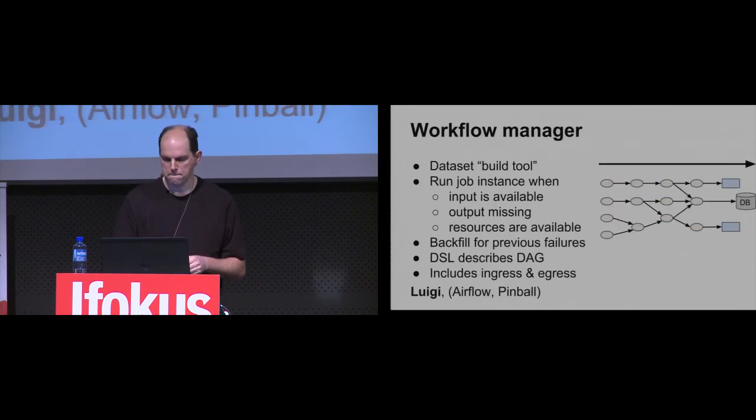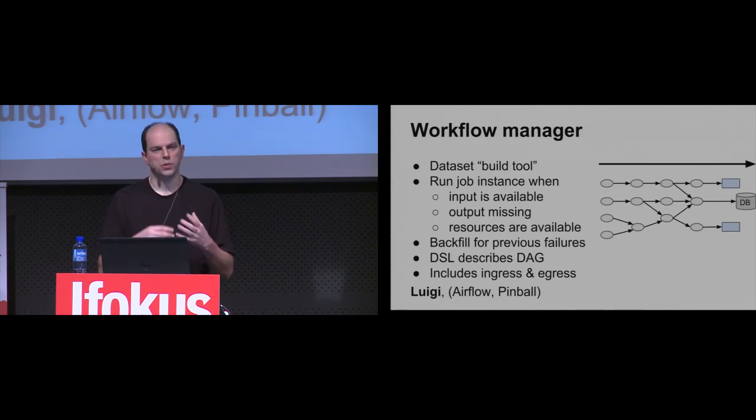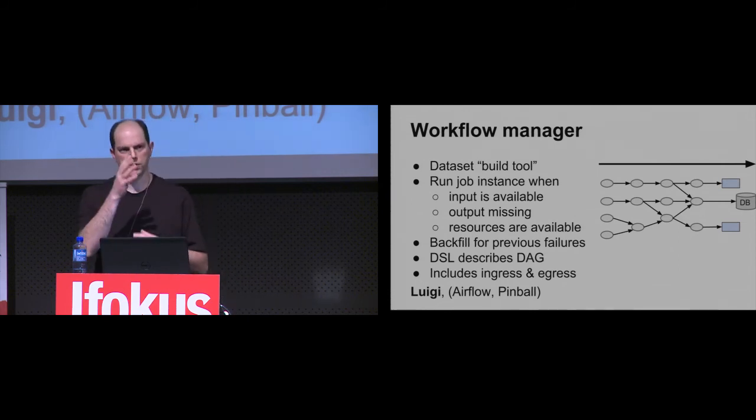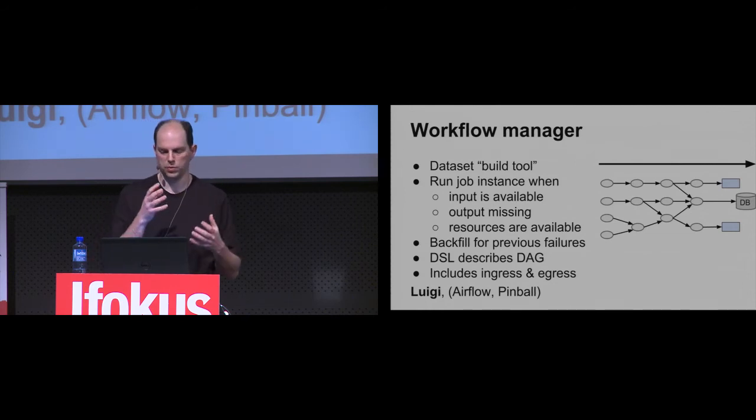And the tool to help you with this is called the Workflow Manager. It's the data processing equivalent of a build tool, good old GNU Make, for example. And it detects when inputs are there, when outputs are missing, and it runs jobs. And it has some kind of tooling for backfilling, which is the process of rerunning things that might have failed. All of your jobs, all of your pipelines form a directed acyclic graph, and the workflow management tools have a DSL where you can describe that graph and how to run the jobs and so forth.